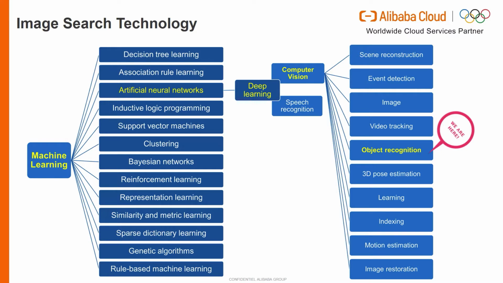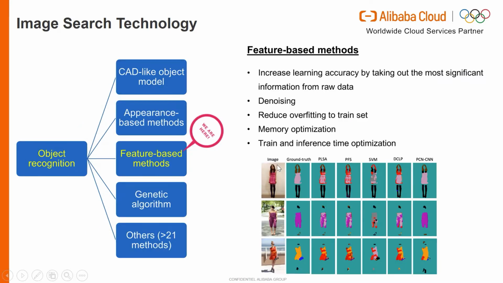For those who are interested in the technologies behind image search, this slide is for you. So image search is a part of machine learning, and artificial neural networks is one of the methods inside of machine learning. And then we can talk about deep learning, and one of the application fields is computer vision. And image search is a part of object recognition. And then inside of object recognition, there are still different methods. And what we're using is feature-based methods.